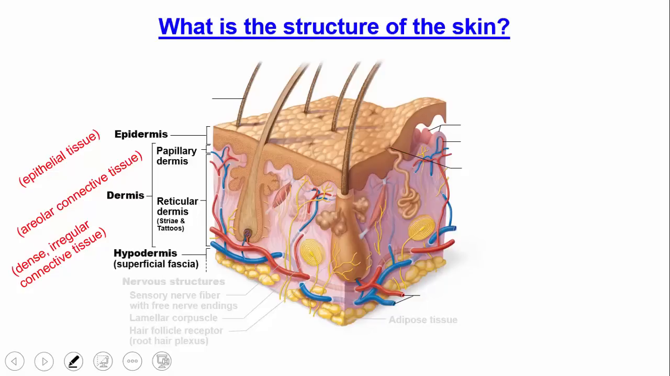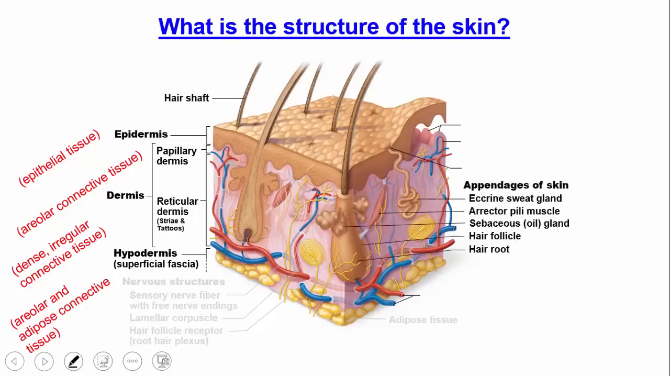The next layer down, again not part of the integumentary system formally, is called the hypodermis. That is composed of areolar and adipose connective tissue. So you want to link each of these different types of tissues to these different layers. Okay, if we go beyond the skin and talk about the appendages of the skin, you'll see these things pop up here. We have hair, different oil glands, and sweat glands. On the top left here, you'll notice that popped up as well.